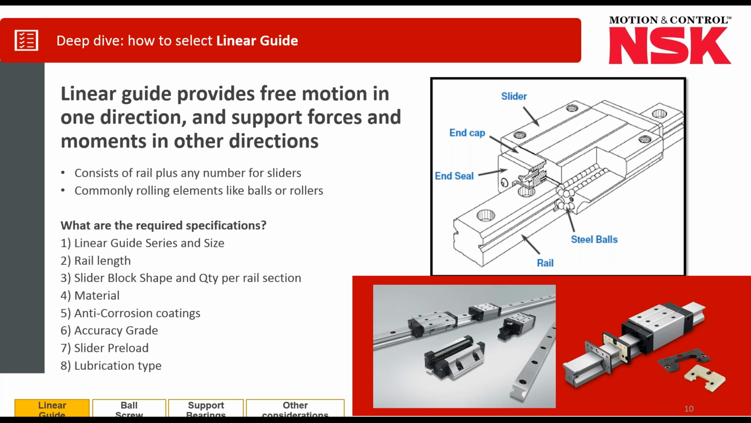As far as the requirements for a linear guide, those are the items 1 through 8. We look at these types of elements when defining the linear guide. Of course, the size and series, how long is it, how many sliders or blocks do we have on the rail, what's the material, the coatings, accuracy grade, whether it's preloaded or clearance, and then also the lubrication. So these are the elements that we look for in defining the specific product which we use on the stage. Next.